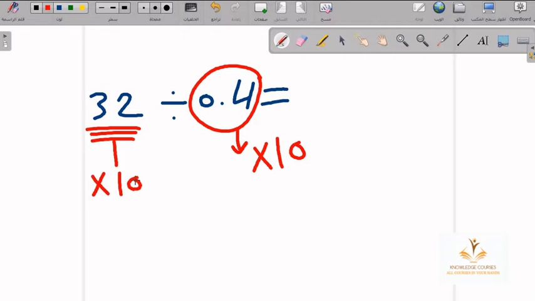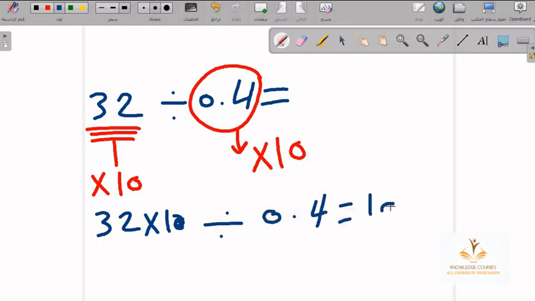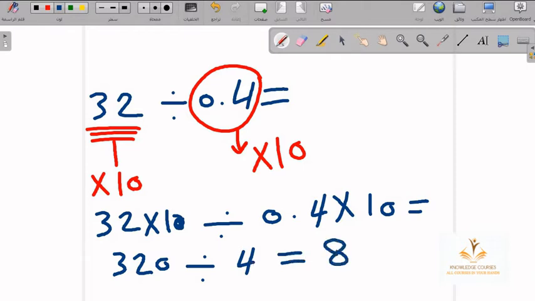So, (32 multiply 10) divide (0.4 multiply 10) equals. 32 multiply 10 is equal to 320, divide 4, that's equal to 80.